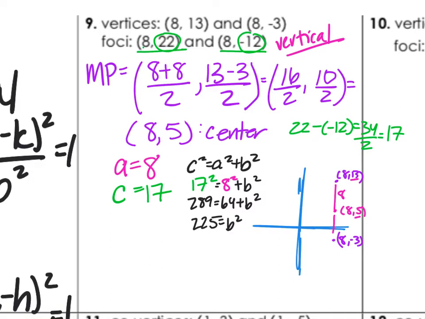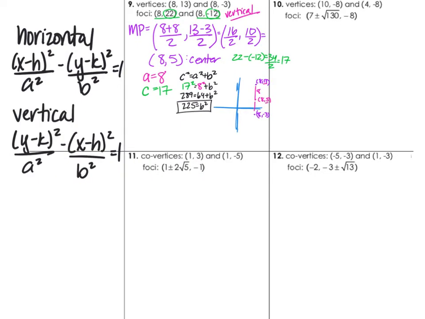Square root both sides, and we get, well, we don't need to square root both sides because all we need is B squared to put into our hyperbola formula.